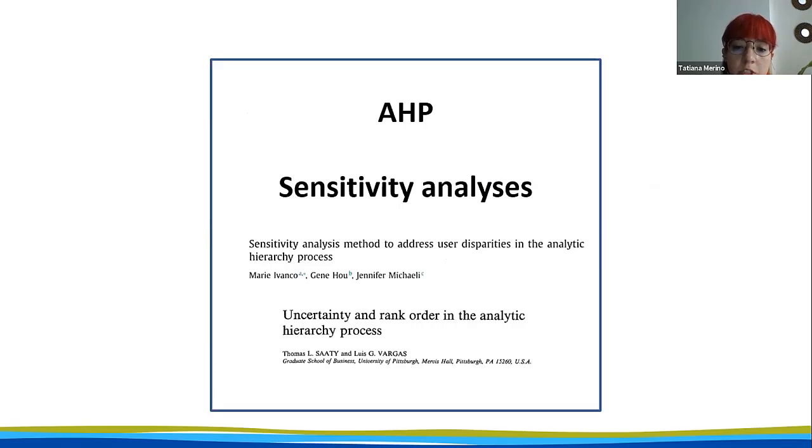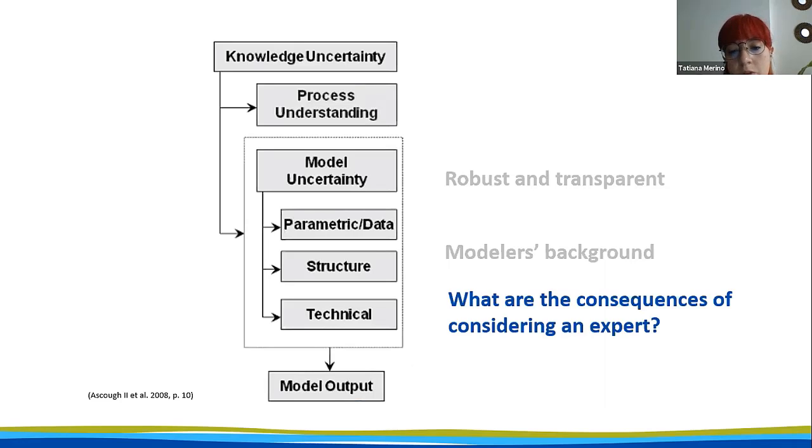So in order to address such uncertainty, we performed two sensitivity analyses. The first one was with the purpose of highlighting the individual effect of each participant on the aggregated results of our model. And the second one was to obtain the rank reversal probabilities of our alternatives. Our research question was, what are the consequences of considering an expert or not considering an expert? And of course, our objective was to obtain the most important alternative.